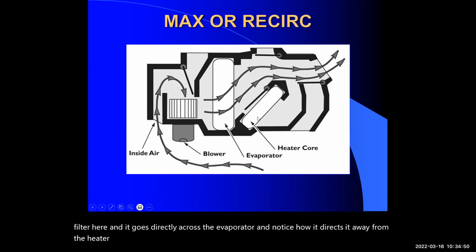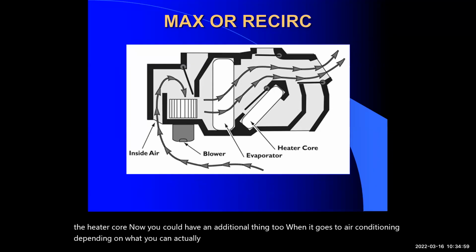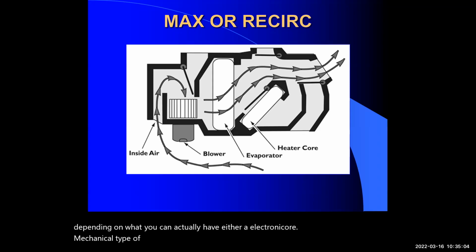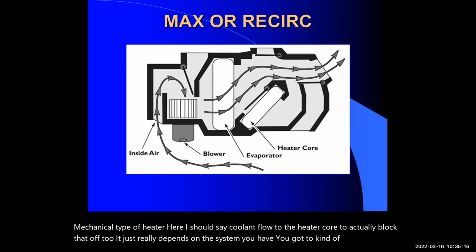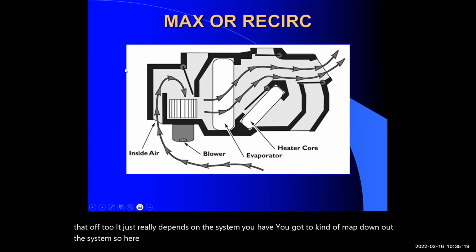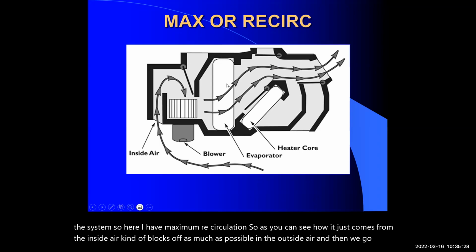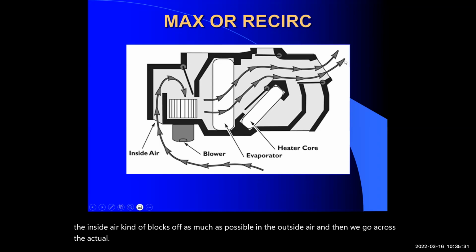Now you could have an additional thing too when it goes to air conditioning. Depending on what you have, you can actually have either an electronic or a mechanical type of heater coolant flow valve, I should say, to the heater core to actually block that off too. It just really depends on the system you have. You've got to kind of map it out on the system. So here I have maximum recirculation, so as you can see, it just comes from the inside air, kind of blocks off as much as possible on the outside air, and then we go across the actual evaporator and then right out to the registers.